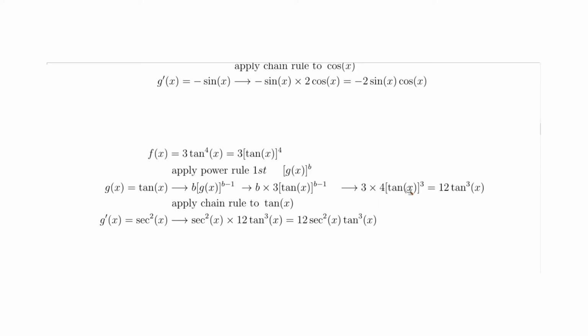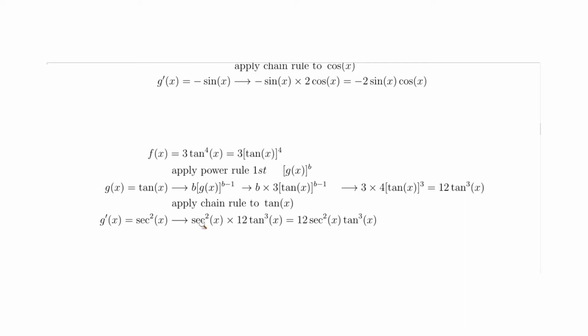So what we've got now, before we apply the chain rule, because we're going to need to apply the chain rule to inside the brackets, just with the power rule, we're up to 12 tan cubed of x. Now we apply the chain rule to the tangent. Now the derivative of tangent is secant squared of x. If you look at my previous videos, you'll see why the derivative of tangent is secant squared. It's basically 1 over cosine squared.